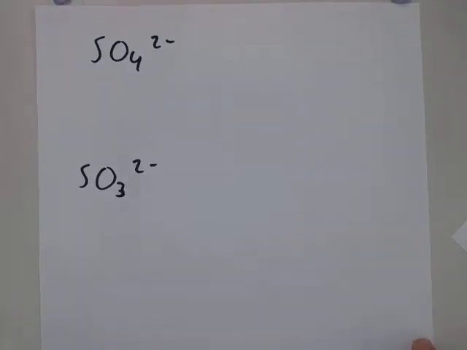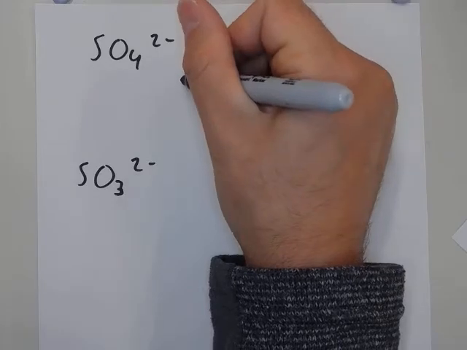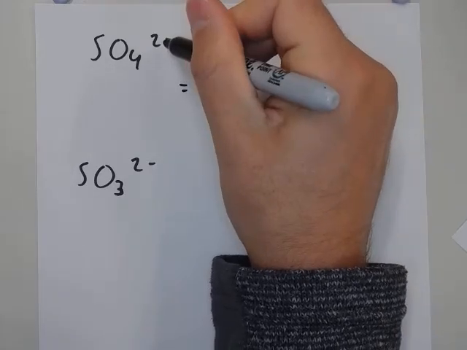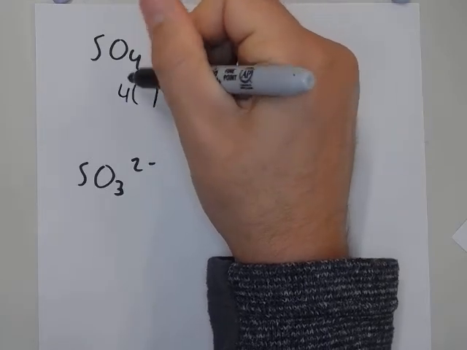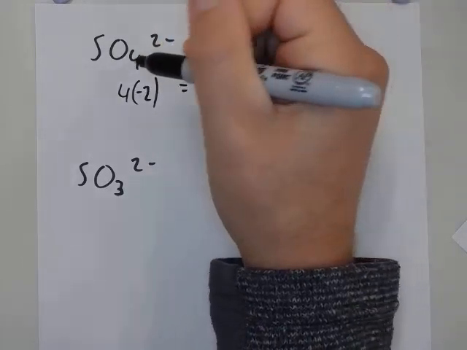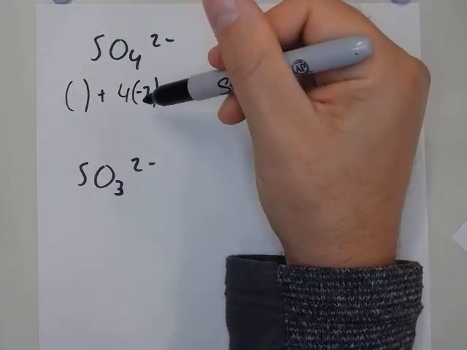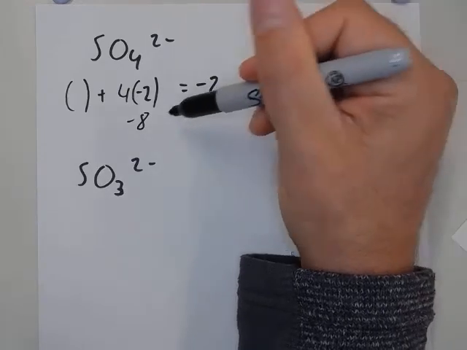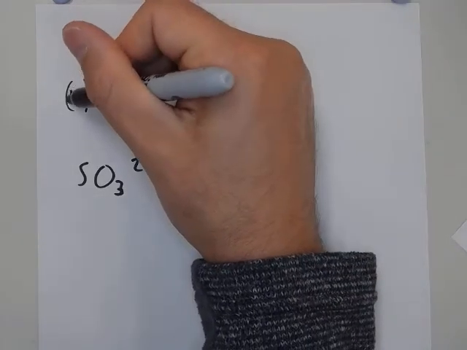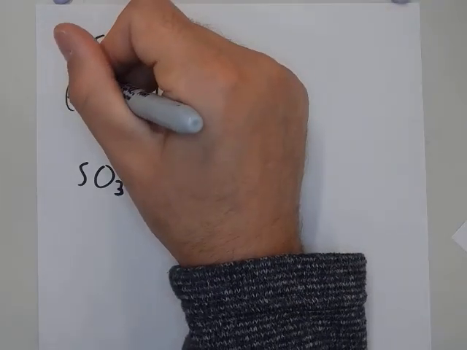We've got SO4 2- and SO3 2-. So this time the whole thing has to add up to -2 because that's the charge of the ion. We've got 4 lots of oxygen, so that's 4 lots of -2 plus whatever the sulfur must be. So 4 lots of -2 comes to a total of -8. So to get from -8 back to -2, it'd have to be +6. So sulfur here is +6.